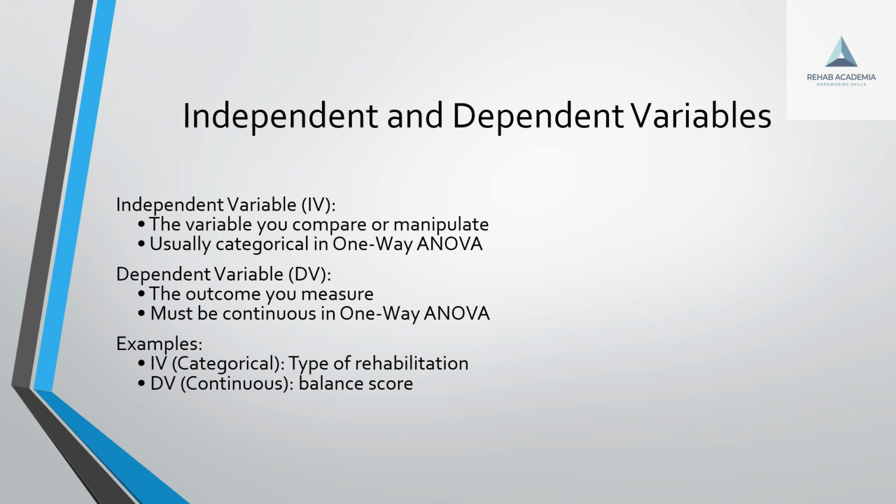The dependent variable is the result we measure to see the effect of those groups, such as the balance score after treatment. It must be continuous in one-way ANOVA.